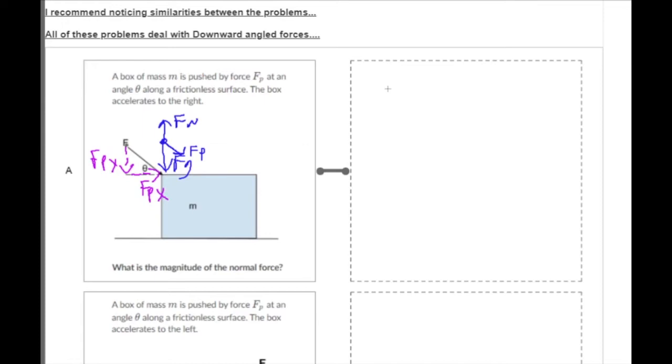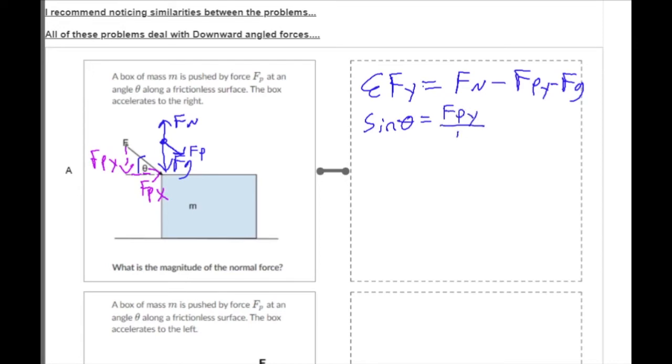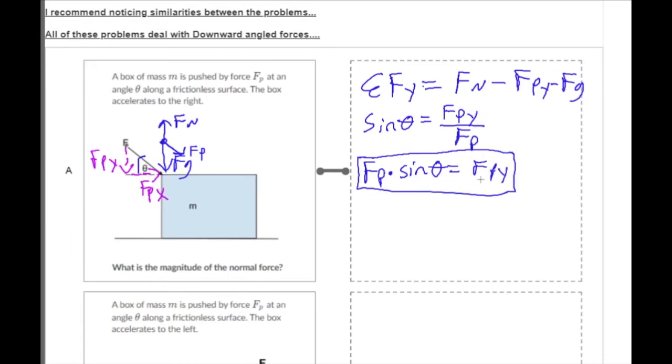So once we have that, we can go ahead and solve just like we did above. Net force in the y direction is equal to the forces that point up, force normal, minus the forces that point down. Well, Fpy is pointed down, and so is Fg. What is Fpy? Well, let's use our angle just like we did before. We're going to see that Fpy is the opposite side of that angle. So that means that sine of theta is equal to the opposite, Fpy, over the hypotenuse, Fp. Multiply Fp over, and we get Fp times sine of theta is equal to Fpy. This is the exact same thing that we got above, so nothing new has changed.